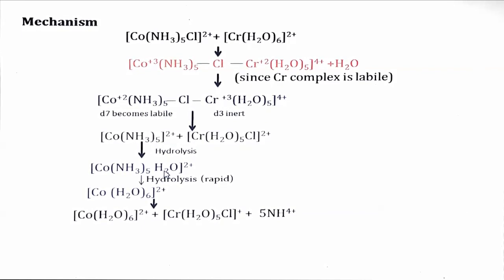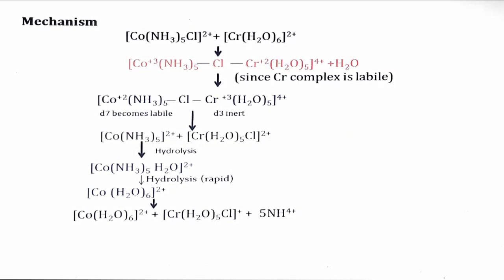One H2O molecule will attach here. On further rapid hydrolysis, all NH3 molecules acting as ligands will be replaced by H2O molecules, and finally we will get this compound. So by this reaction of one labile and one inert complex with one bridging ligand, the final products we get are these two.